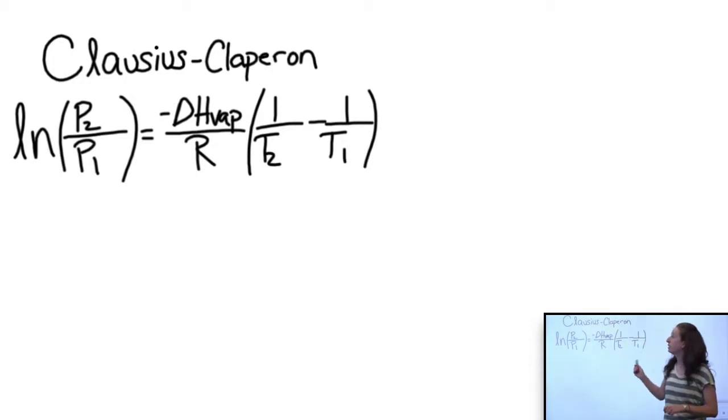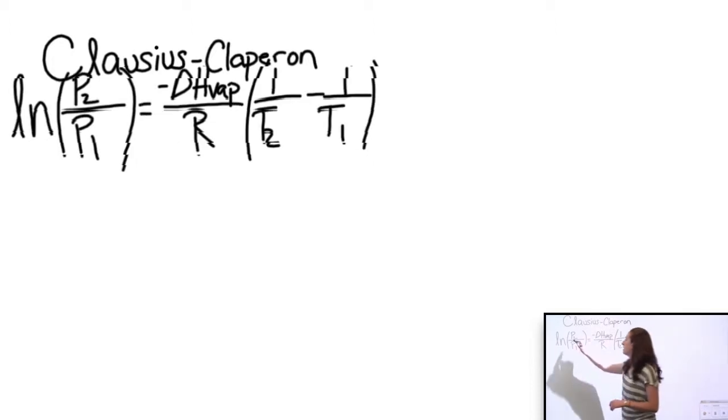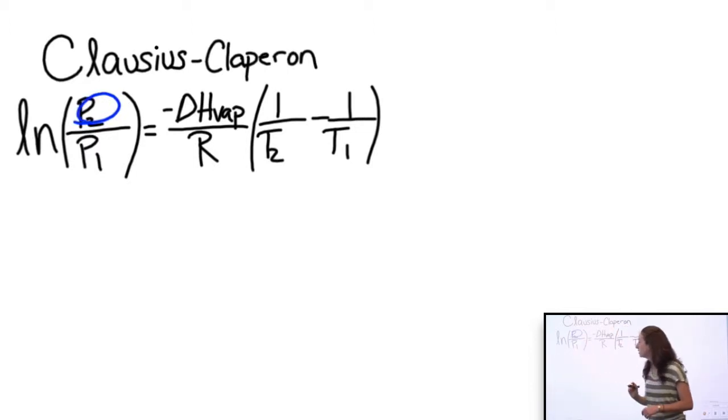So today I'm just going to be running you guys through the Clausius-Clapeyron equation and how to solve it given 3 different scenarios based on the different variables you might be given. The first scenario is if you're given P1, T1, T2, and delta H of vaporization and you're asked to find P2.